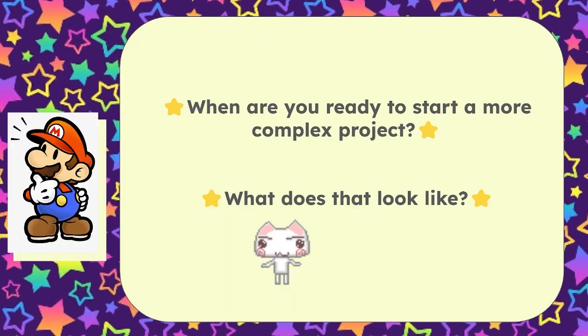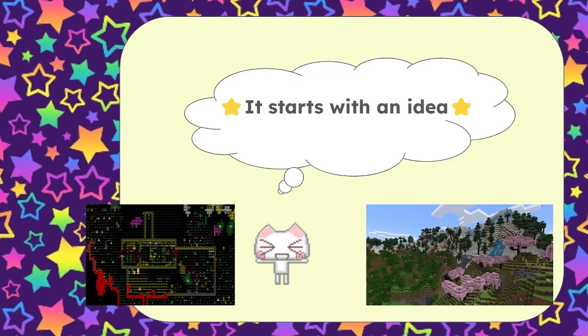So when do you know you are ready to start a more complex project? What does that look like? It starts with an idea. How do you go from what is on the left there to what's on the right? That's Dwarf Fortress. It's made up of ASCII characters. It's all like a 2D representation, but if you've never heard of that, it's essentially what Minecraft is in 3D, but in two dimensions.